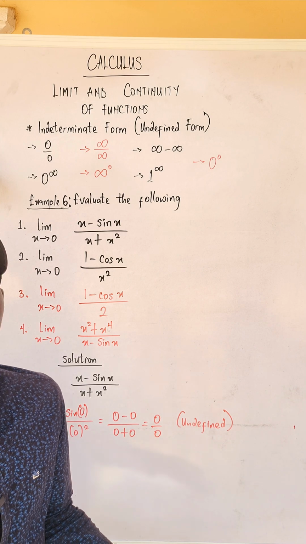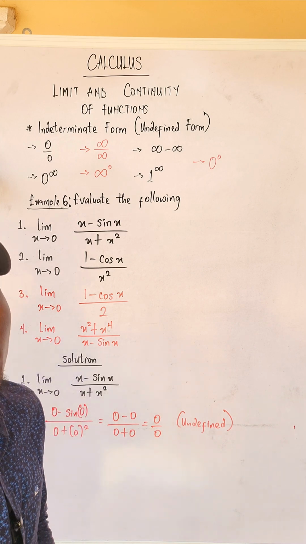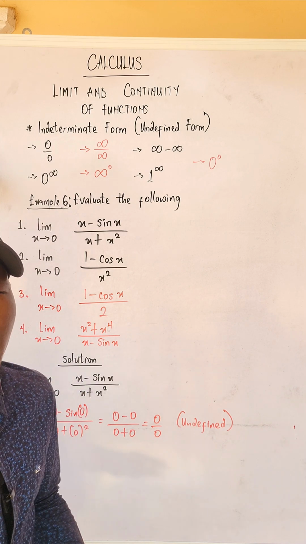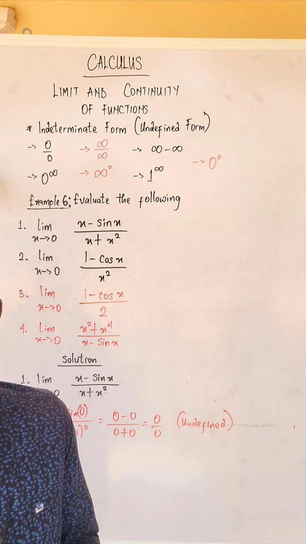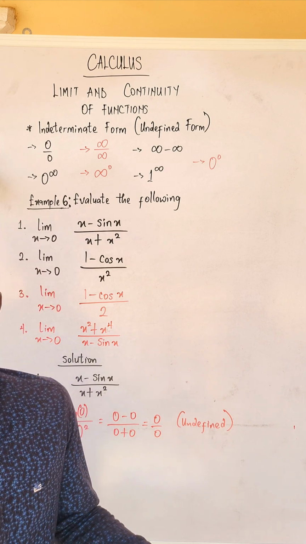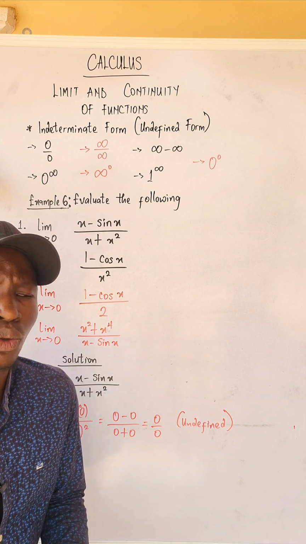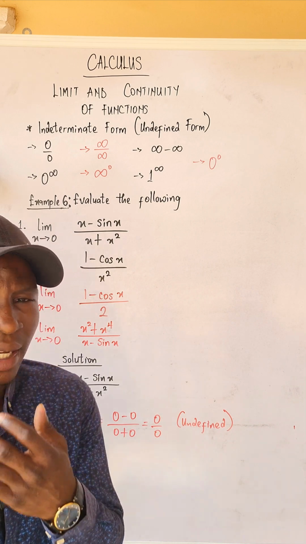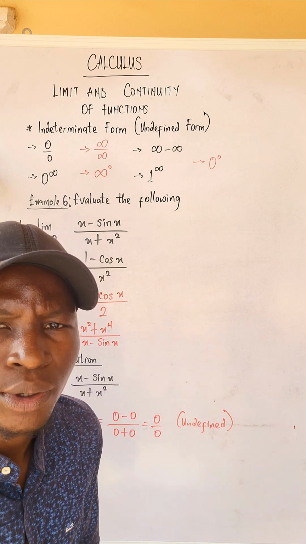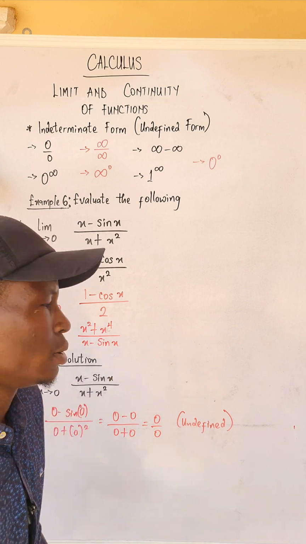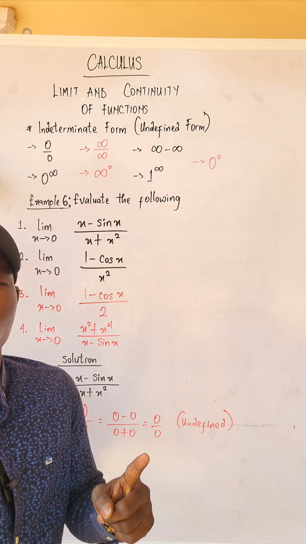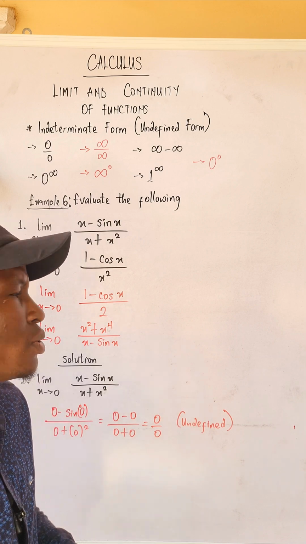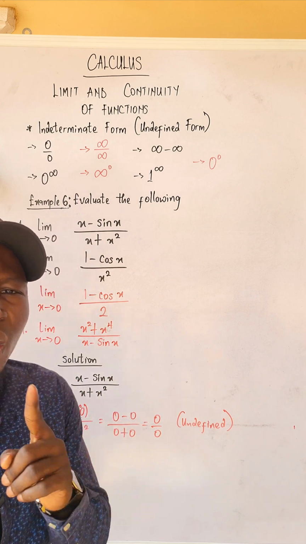Can we use the previous approaches we've used? Can we use the factorization method? No. What do you want to factorize? Can we divide through by the highest power of x? No, it doesn't look like that. Can we rationalize? No, it doesn't look like that. Can you expand? No, it doesn't look like that. So what's the last approach you can use to solve this?